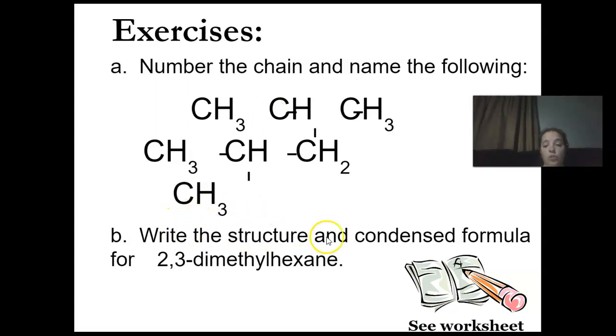And then write out the structure and condensed formula of 2,3-dimethylhexane. So you write out the hex, so 6, and on the second and third, you're going to put a methyl on it, or 1 carbon.